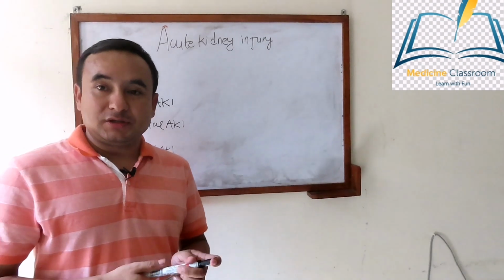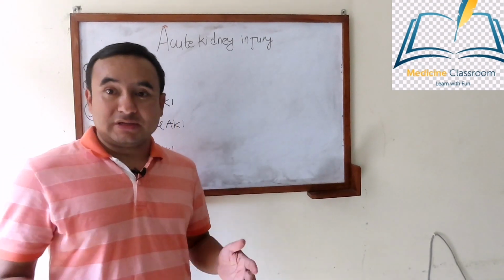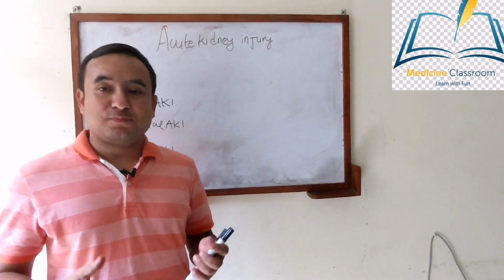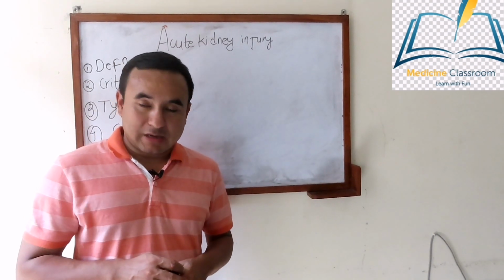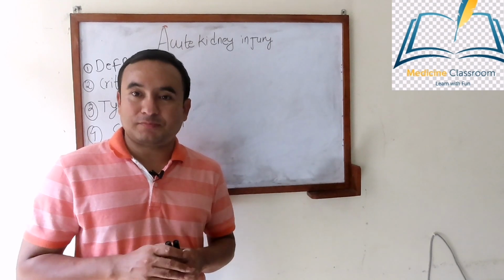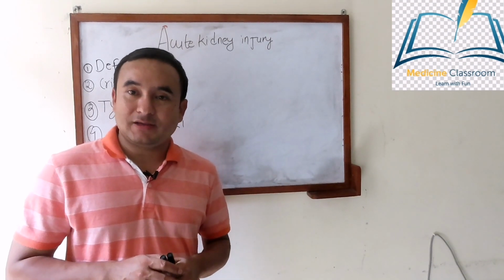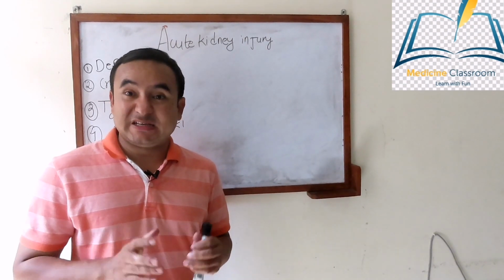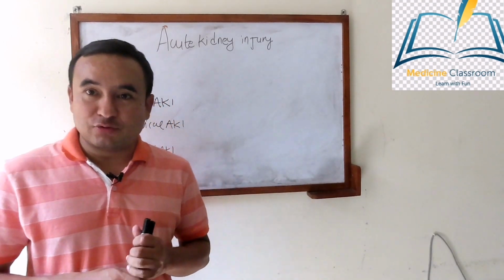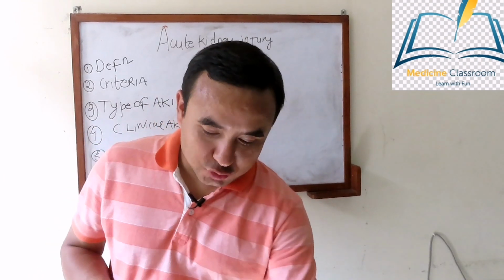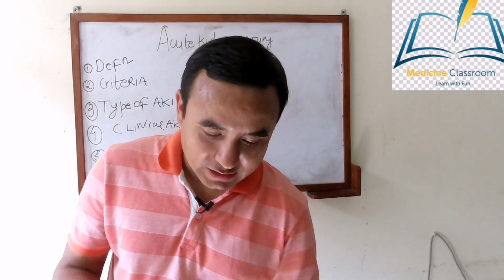So probably you know acute kidney injury is one of the important causes of mortality worldwide, and nearly 10% of the patients with AKI convert to chronic kidney disease. That is why we have to know about acute kidney injury. There is no shortcut for that.